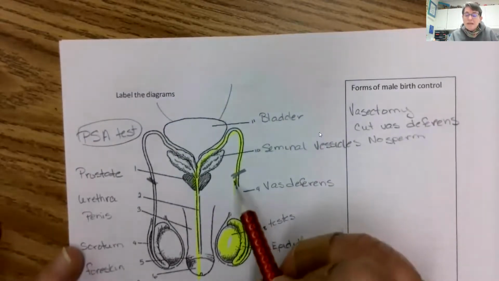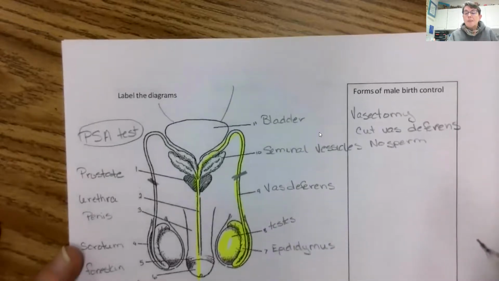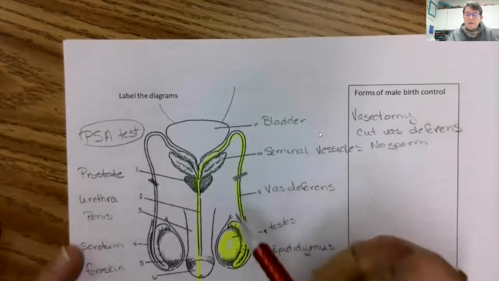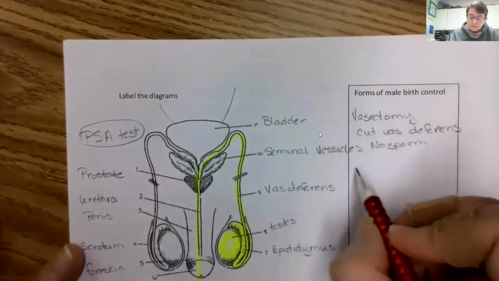It can be reversed, but the chances of having a baby after it's reversed is pretty small, because this is a small tube, and when they try and do the corrective surgery, there's going to be some scarring in there, so it's going to be tough.